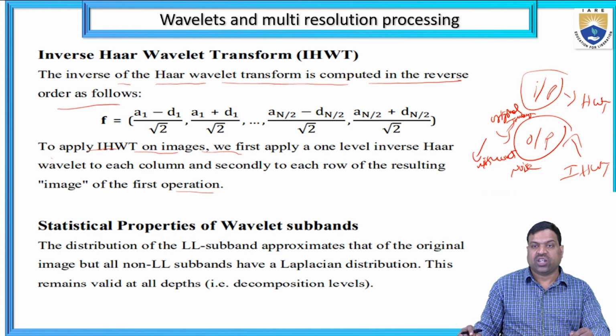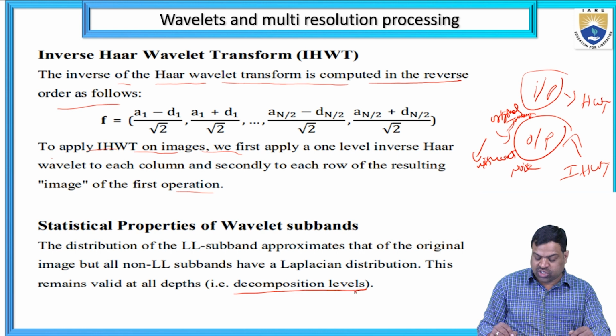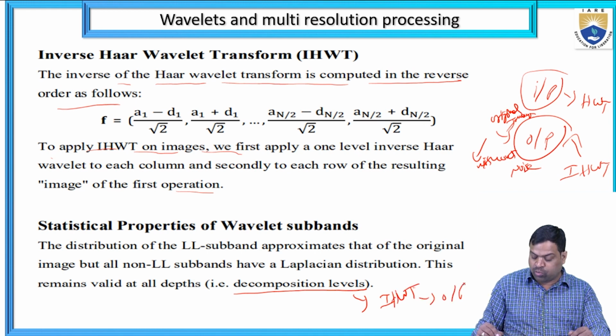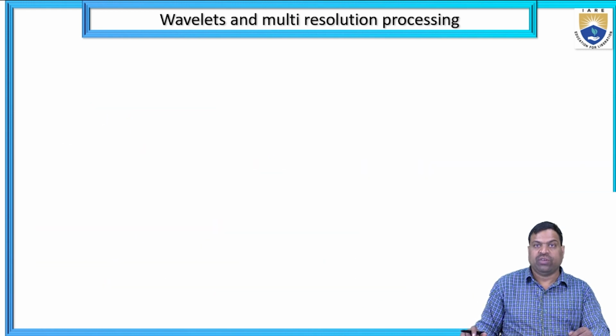What are the statistical properties of wavelet subbands? The distribution of the LL subband approximates that of the original image, but all non-LL subbands, that is, the high subbands, have a Laplacian distribution. This remains valid for all depths, that is, the decomposition levels. Decomposition here means the inverse Haar wavelet transform at the output level. That is the statistical properties of wavelet subbands.